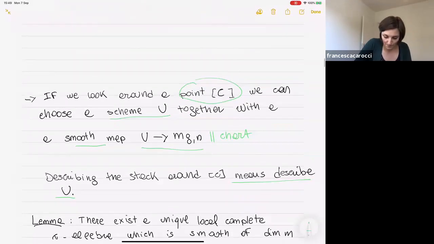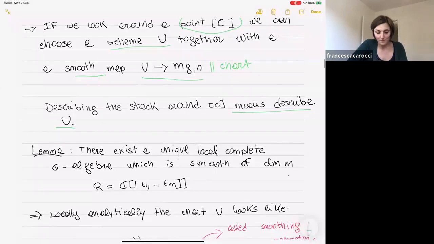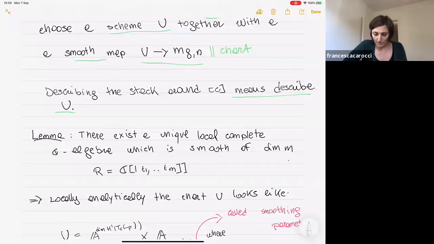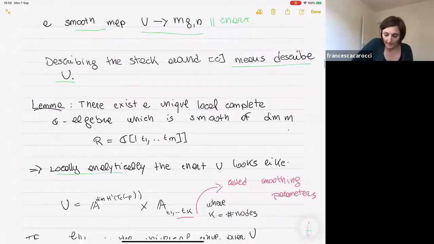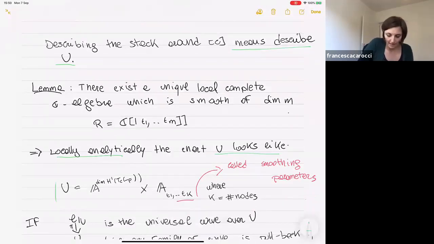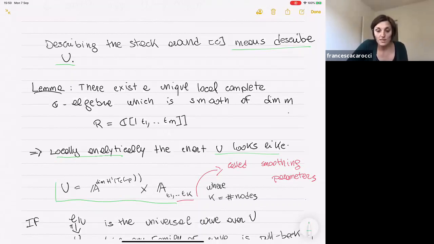And this small lemma, which is just a lemma of commutative algebra, will tell us what the moduli space looks like in this case of curves. We have that there exists a unique local complete C-algebra, which is smooth of dimension m, which is just the complete algebra in m variables. And what this is telling us is that locally analytically, the chart U just looks like an affine space, essentially. We will distinguish those coordinates in the affine space which correspond to the k nodes of our curve C around which we are looking. And these are what are called the smoothing parameters of our curve.